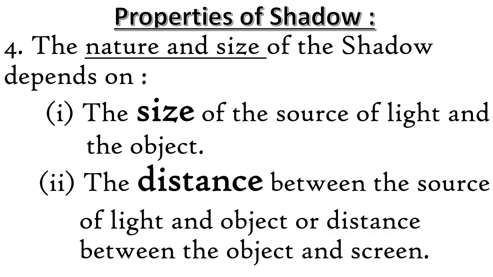Property number 4. The nature and size of the shadow depends on number 1, the size of the source of light and the object, and number 2, the distance between the source of light and object, or the distance between the object and the screen.